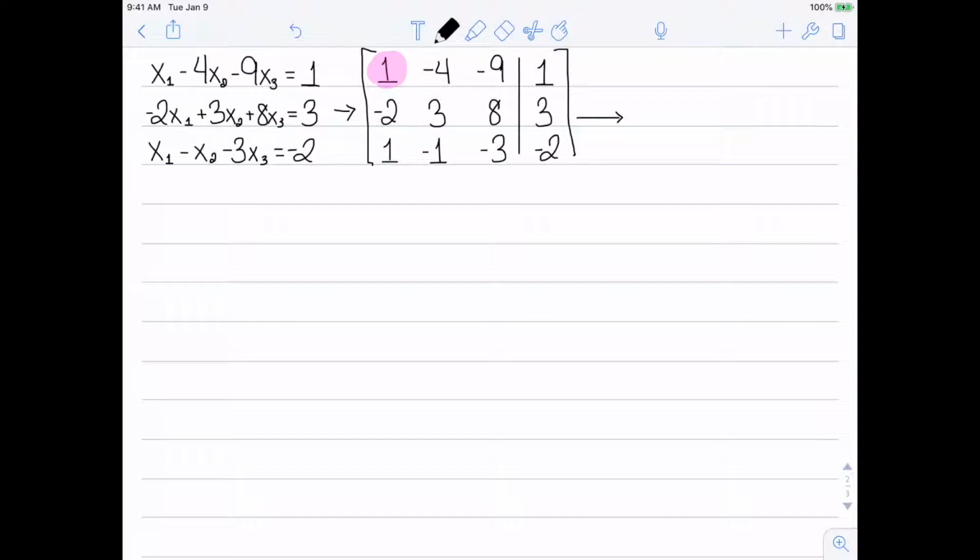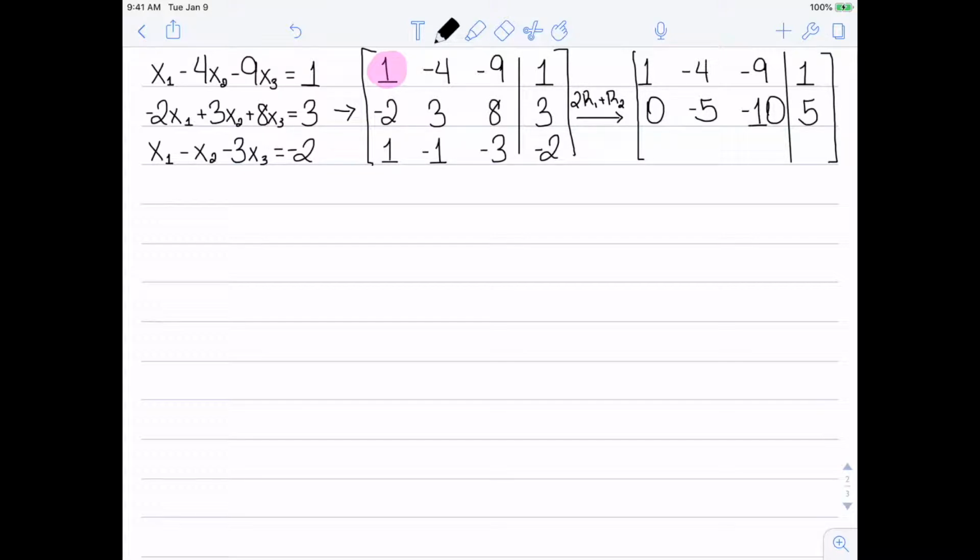The second row has a -2 in it, so we need to add 2. So we'll do -2 row 1 plus row 2. We know the first row here isn't going to change. I then have 2 times 1 is 2, minus 2 is 0. 2 times -4 is -8, plus 3 is -5. 2 times -9 is -18, plus 8 is -10. And 2 times 1 is 2, plus 3 is 5.